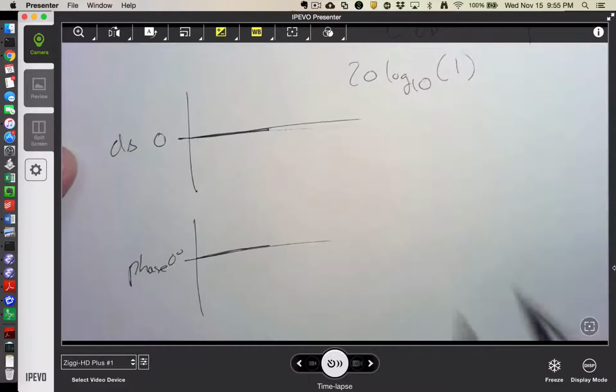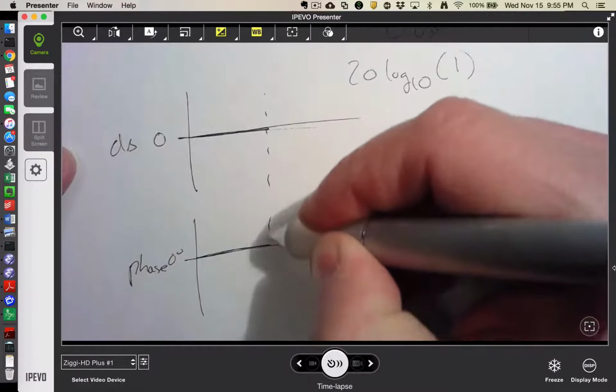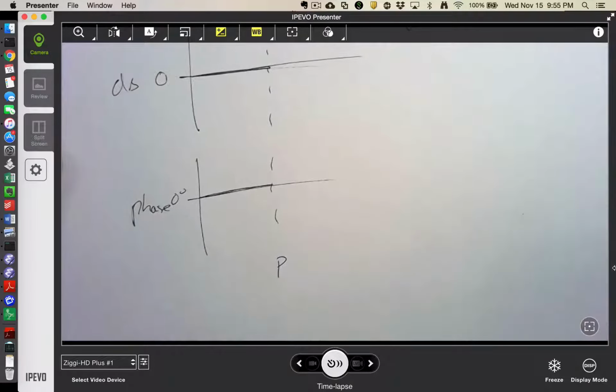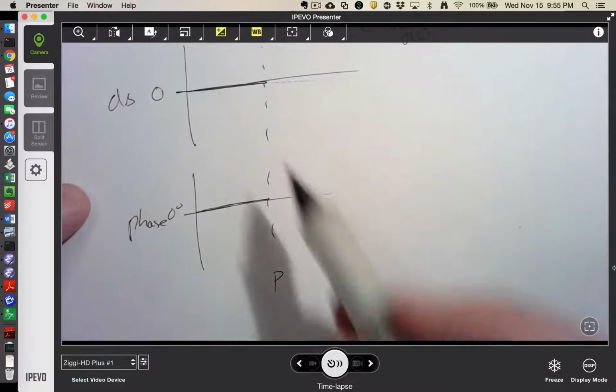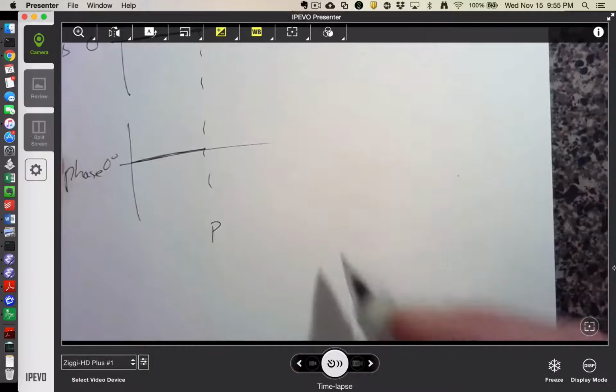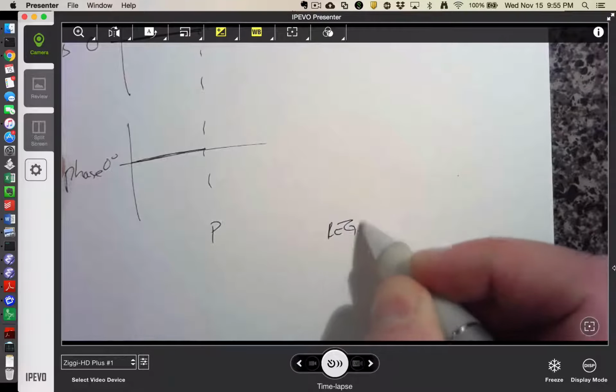Okay, so then that's going to be my asymptote, and I'm going to say that's what's happening up until omega is equal to P, or F is equal to P over 2 pi. Here I am. Now what happens for region 2?